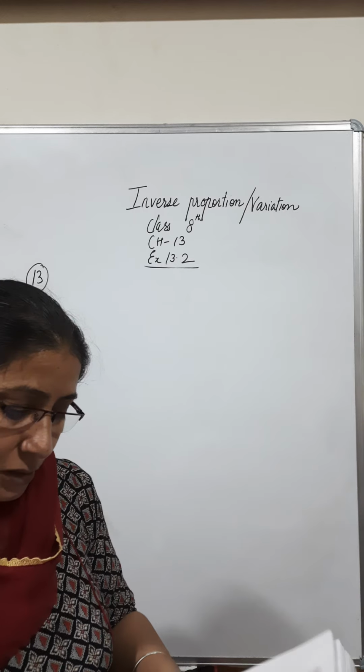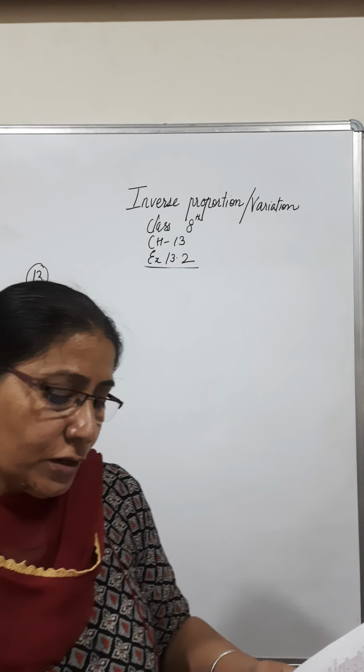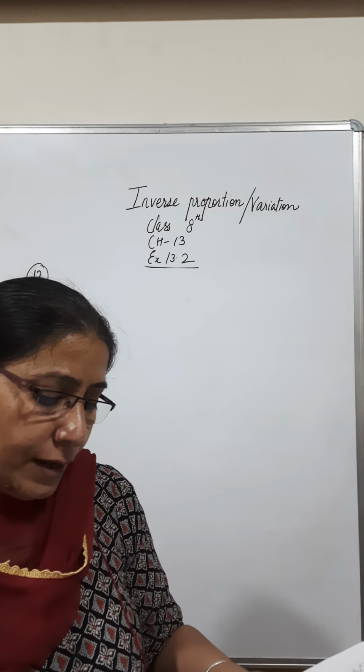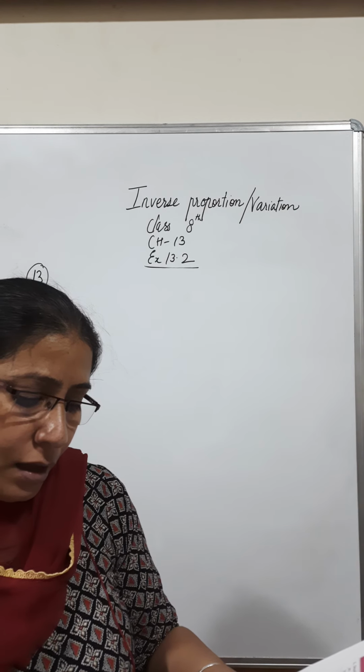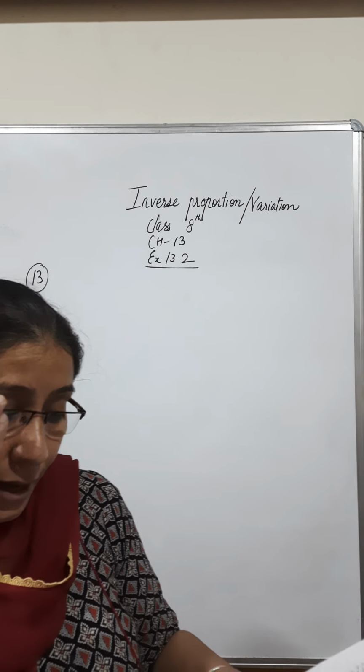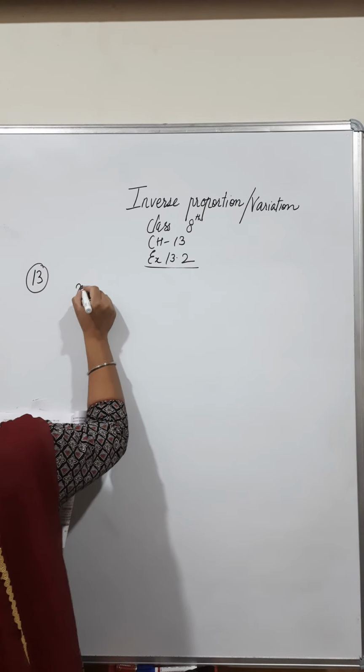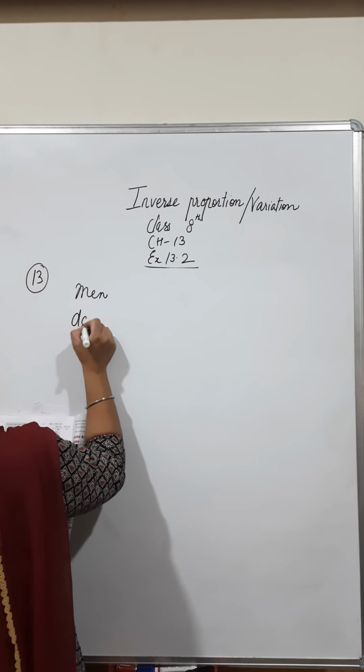हाँ जी बेटा, क्वेश्चन नंबर 13. 60 men had provision for 100 days. After 5 days, 10 men died due to epidemic. How long will the remaining food last? So first of all, men and days.